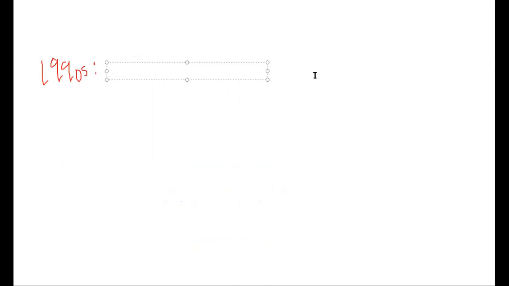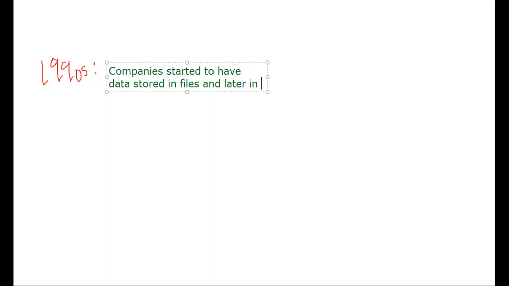So in the 1990s, people and companies started to have data stored in files and later in Excel. I guess Microsoft Office was also brought about in the 1990s. So text files, data files, and Excel files, that was the first storage medium. And also databases, obviously. Primarily, I guess it was Oracle, and later on Excel. So these started to become the data sources.